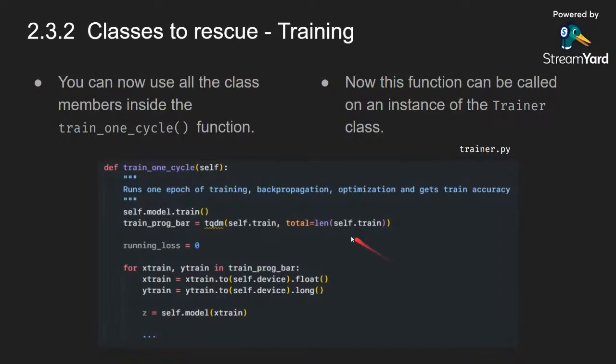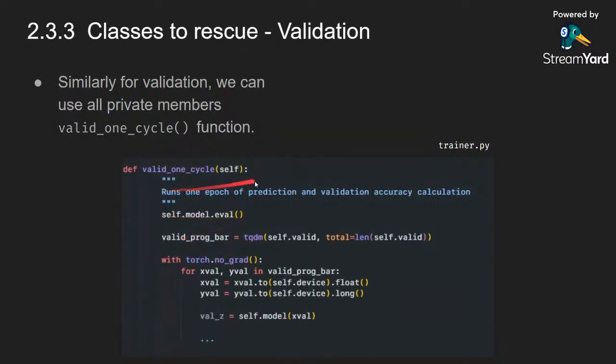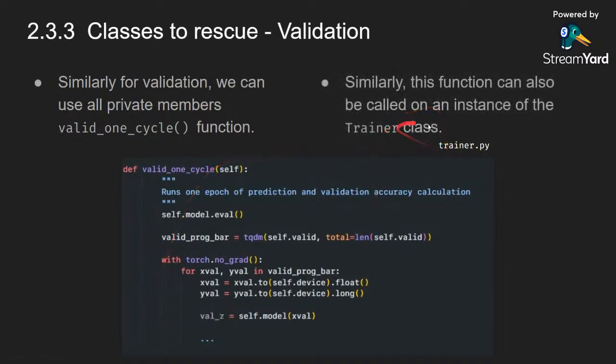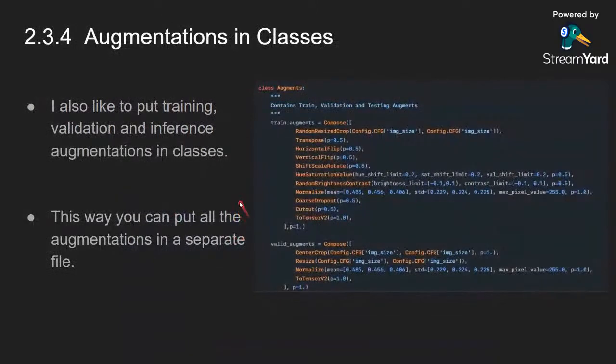At the same time, you can call this function anytime on an instance of the trainer class. So for example, you make an instance, let t equal trainer, and then you can do t dot train one cycle, and this will work all fine. The same logic applies to validation one. This is what I've done, and if you take a look at the cassava leaf disease notebook, this is the exact approach that I'm using there. Similarly, you can make an instance of the trainer class and call this function.